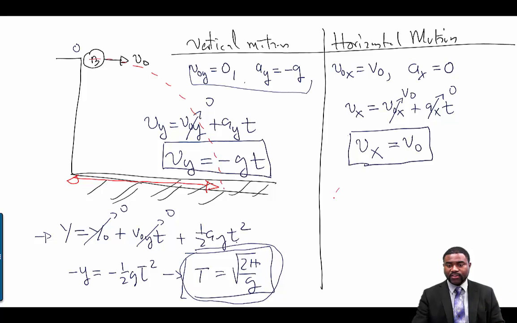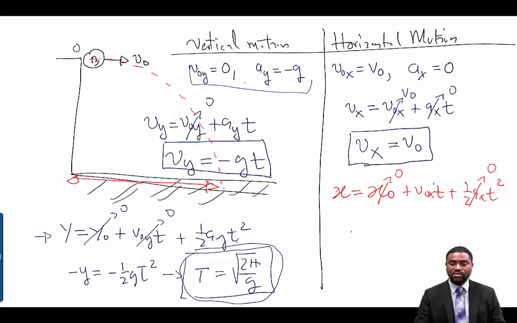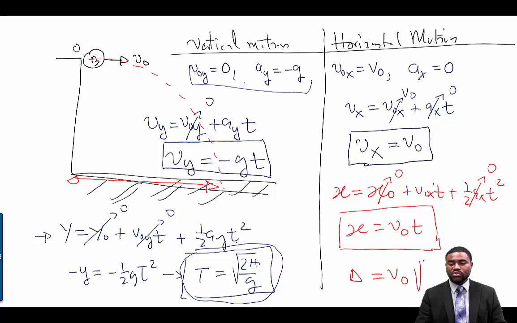So we have here x equal to x naught plus V0x t plus half a_x t squared. This guy obviously is 0. This guy is 0. And we are left with x equal to V naught t. This is the equation that defines the horizontal distance. When x is equal to d, this will be V naught, the square root of what? 2h over g.